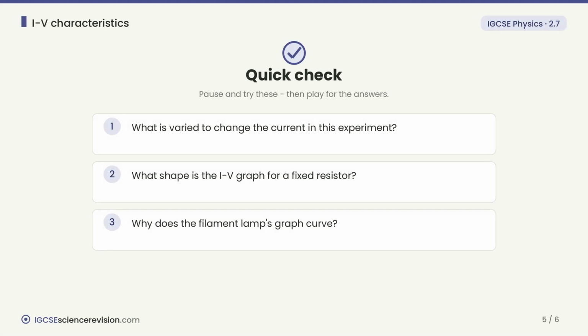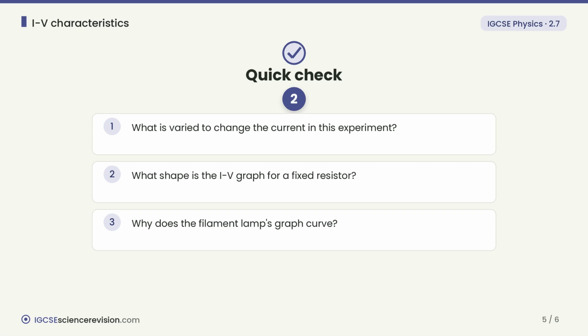Let's check what you've learned. Question 1. What is varied to change the current in this experiment? Question 2. What shape is the IV graph for a fixed resistor? Question 3. Why does the filament lamp's graph curve? Pause the video and have a go.